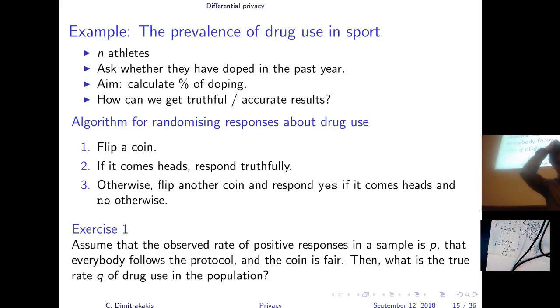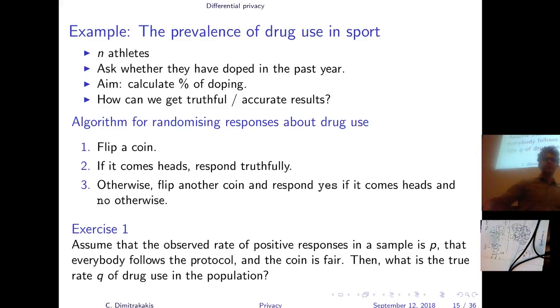So let's work this out. Let's try and work out how useful the result is going to be. Assume that the observed rate of positive responses in the sample is P. So P are the positive responses in the sample, the rate. So you are 1, 2, 3, 4, 5, 6, 7, 8, 9 people. If 4 say yes, then 4 divided by 9 is your rate of responses.